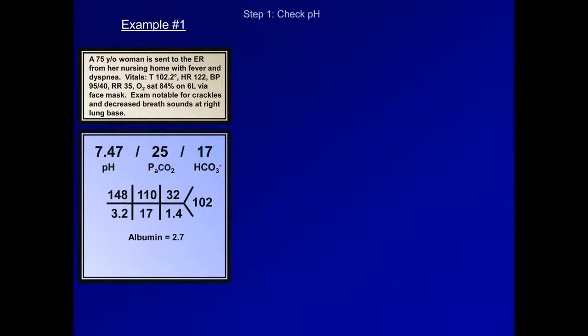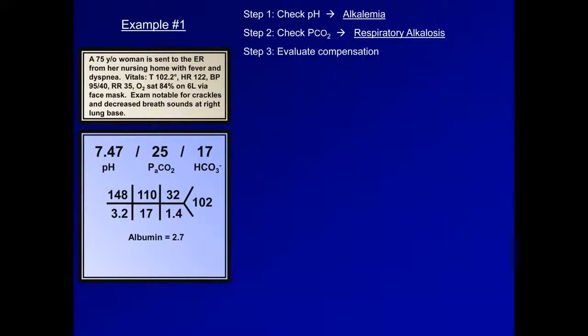Step 1. Check the pH. We obviously see that she is alkalemic. Step 2. Check the PCO2. Since the PCO2 is deranged in the opposite direction as the pH, that is, the PCO2 is lower than normal and the pH is higher than normal, the initial process to be identified will be respiratory, and thus a respiratory alkalosis.